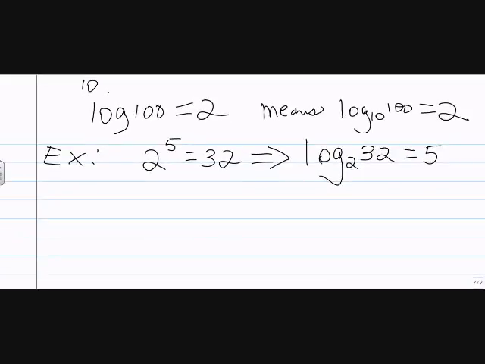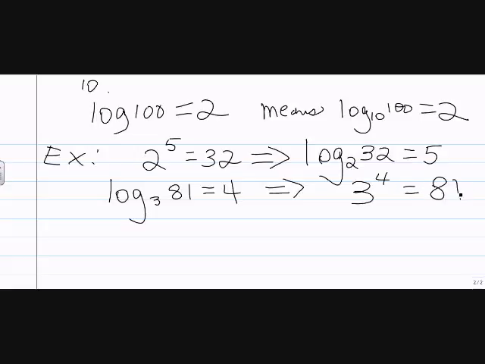Okay, let's try going from a log to an exponential. So let's go log base 3 of 81 equals 4. Did I do that right? Yes, I did that right. Okay. All right. Now we can rewrite that as an exponential. How do I write that as an exponential? 3 to the 4th equals 81. So you need to be able to go backwards and forwards with them.